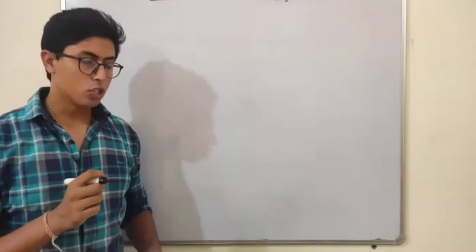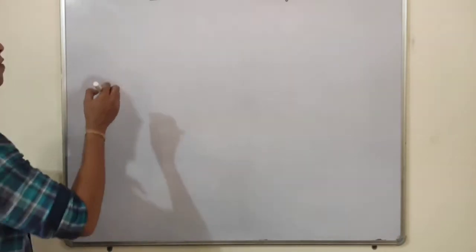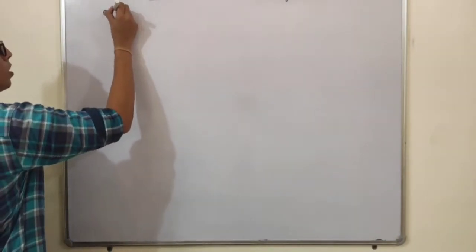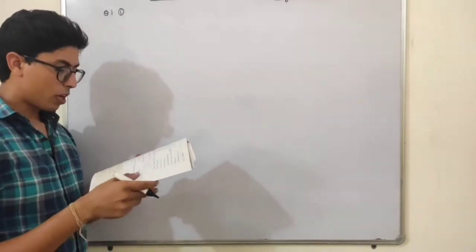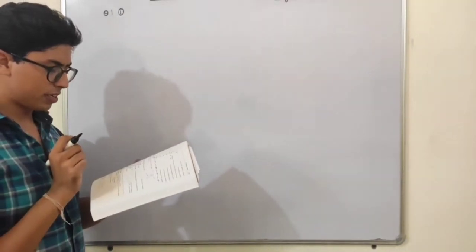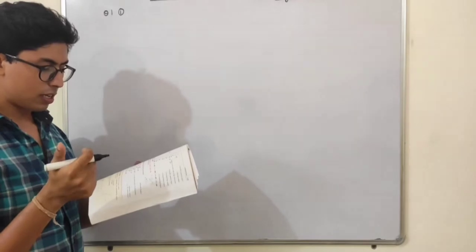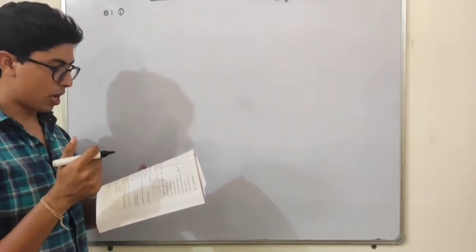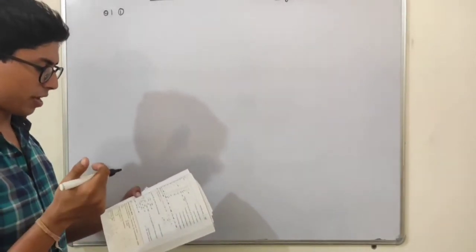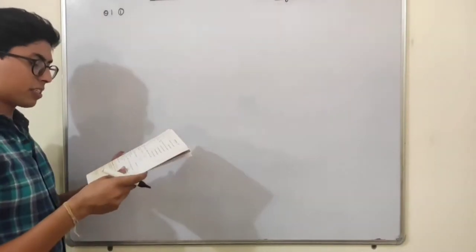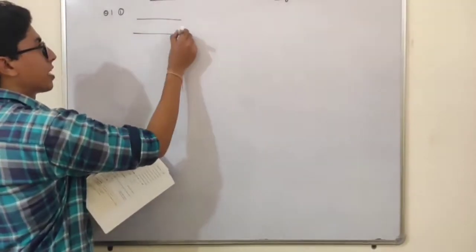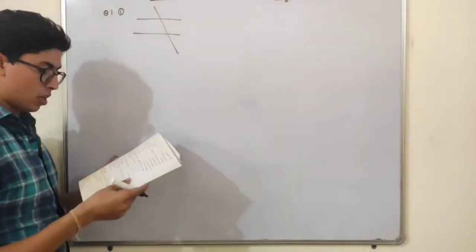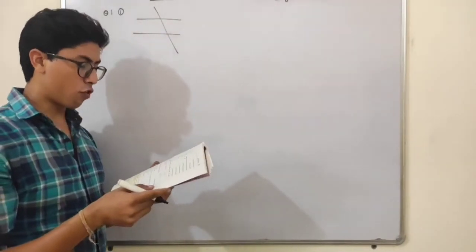6.2. So question number first of our assignment 6.2. First question, first part is, when two lines are intersected by a transversal, the corresponding angles formed are equal.